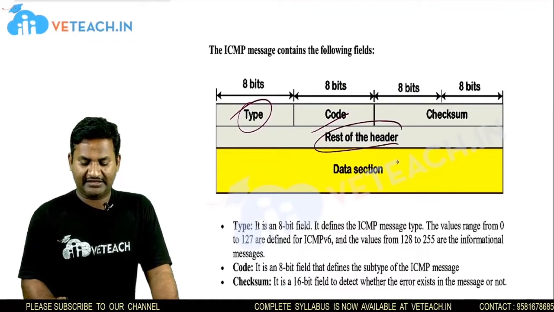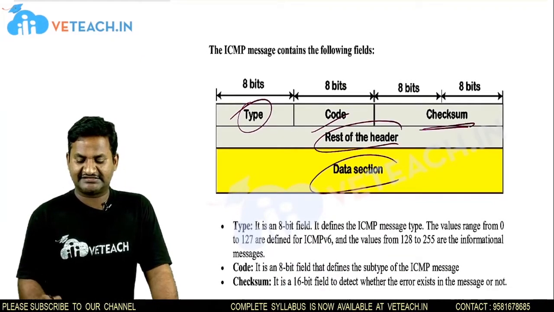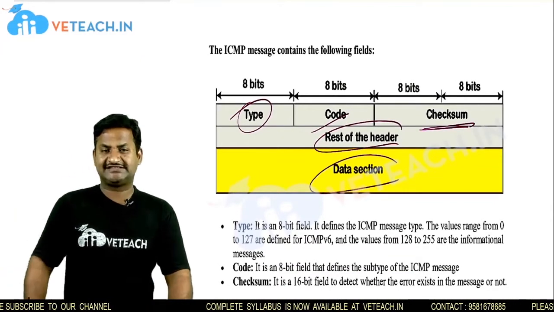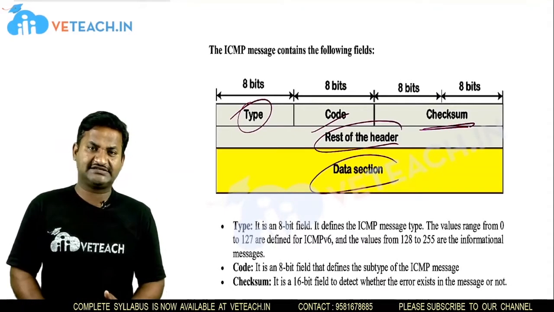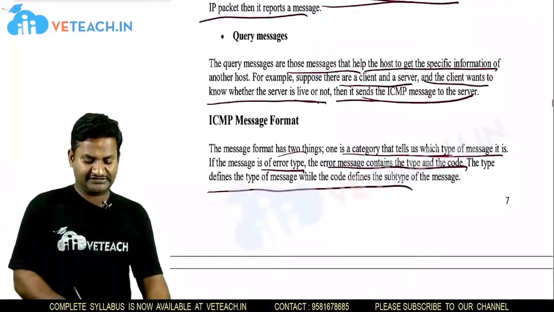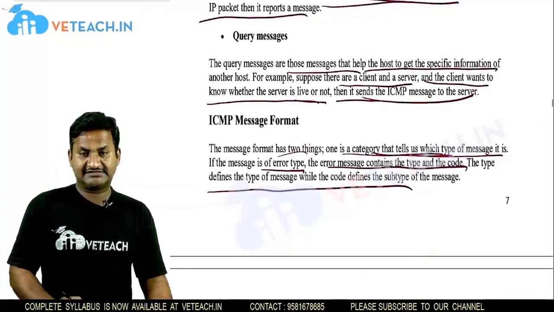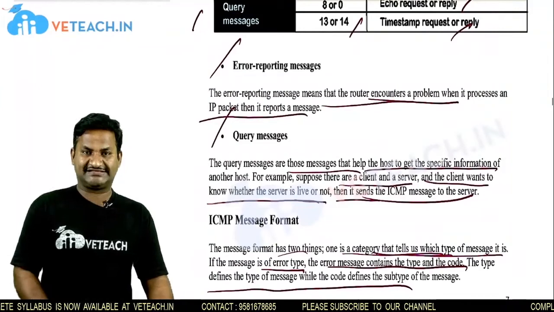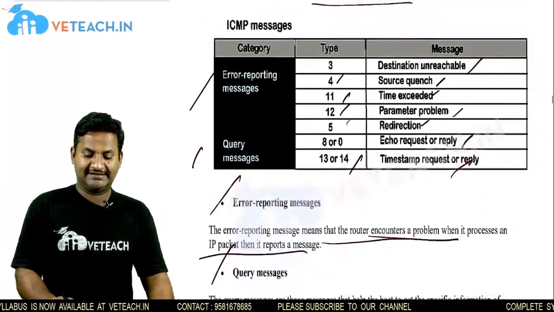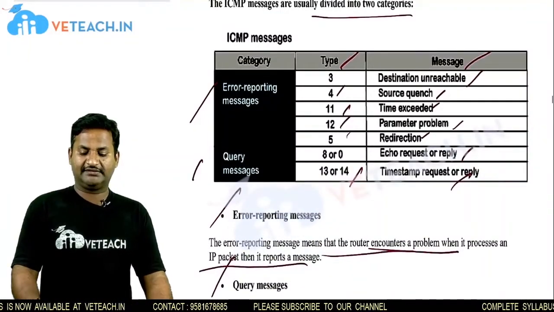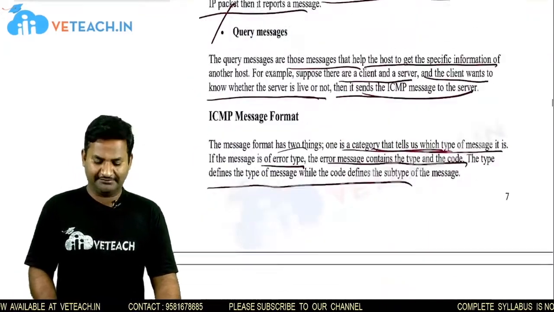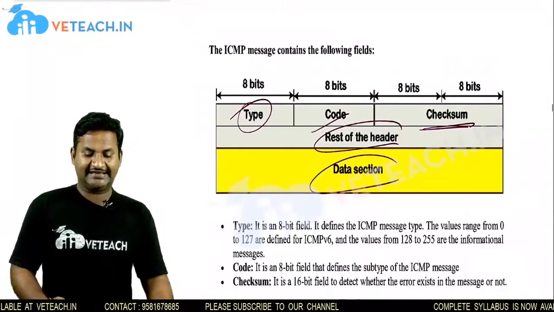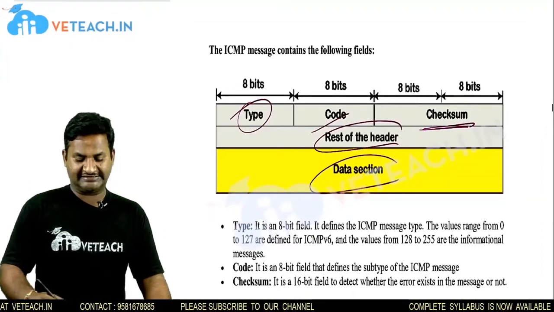Finally, the rest of the header consists of the checksum. So the ICMP message contains the following fields. The first is the category, which tells whether it is an error reporting message or a query message. Second, what is the type? Third, what is the code? 8 bits, 8 bits, 16 bits, a total of 32 bits.